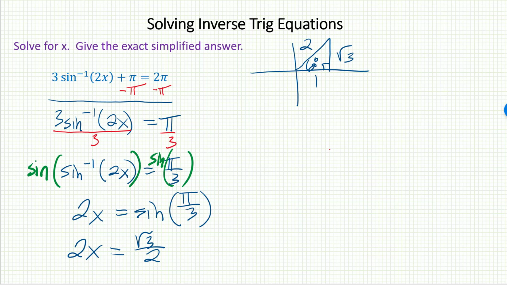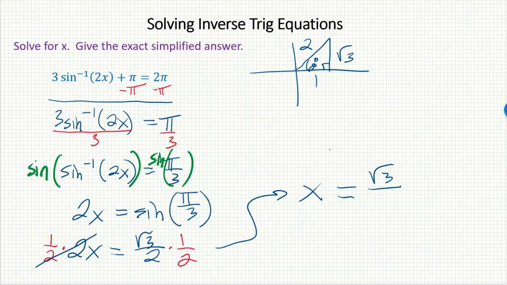To get x by itself, I would just divide both sides by 2, or perhaps it would be simpler to just multiply both sides by 1/2. And I end up here with x equals square root of 3 over 4. And that's it. That's the one value of x that makes this equation true.